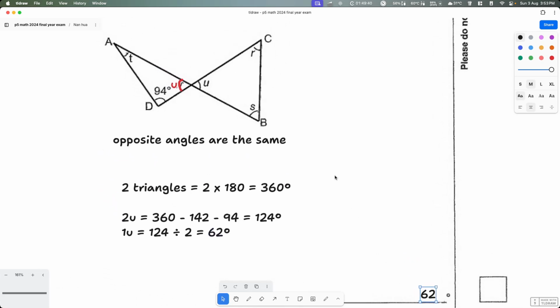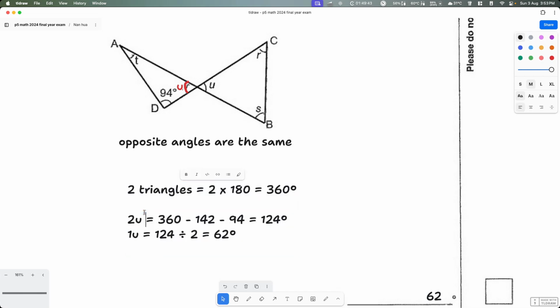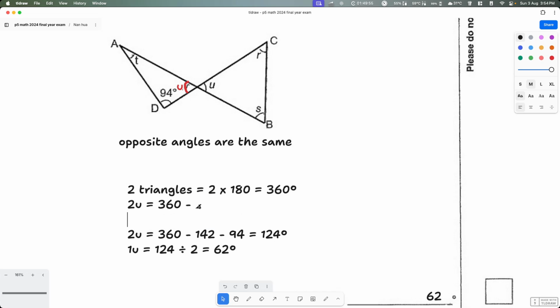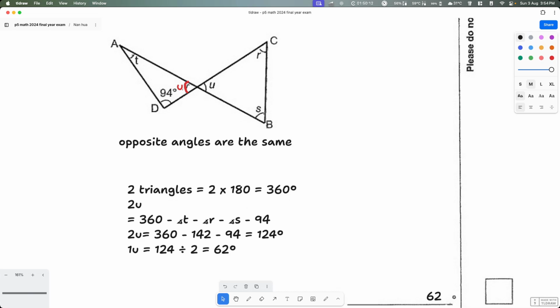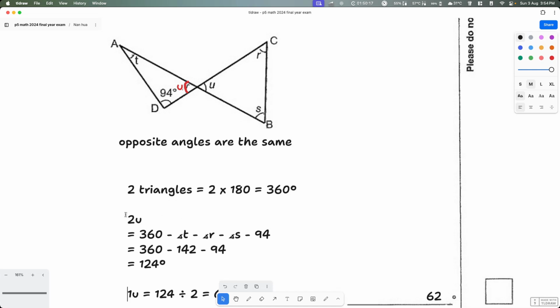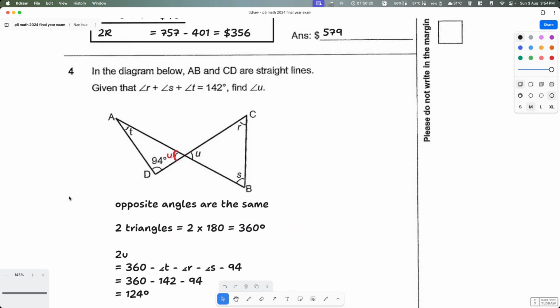Okay, so two triangles is this. If I were to say 2u is equal to 360 minus, I'll just put the different angles: angle T minus angle R minus angle S minus 94. From here, I think I'll just do this. There you go. I'm going to space it out as well. Okay, let's move on to the next question.